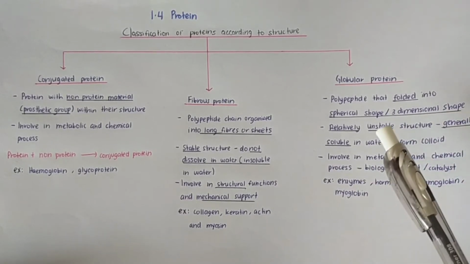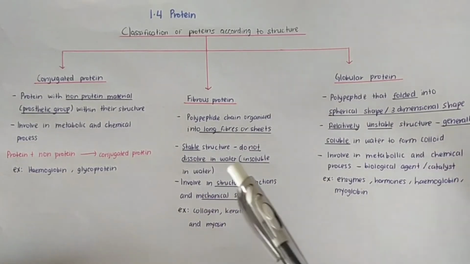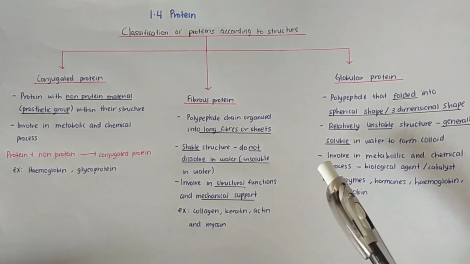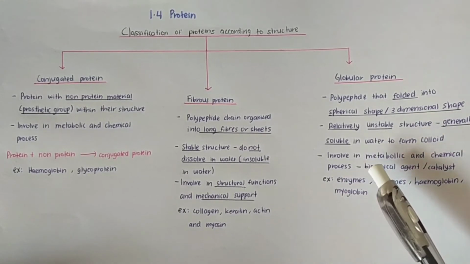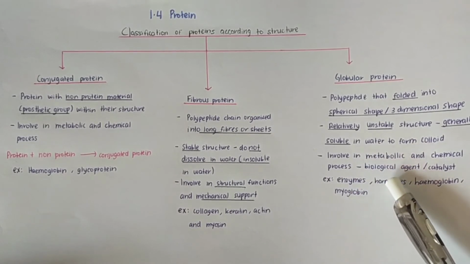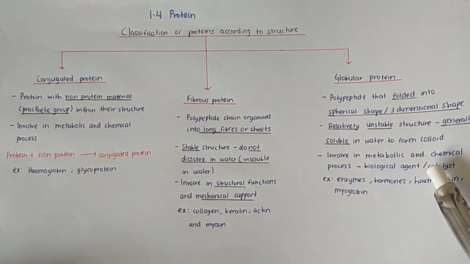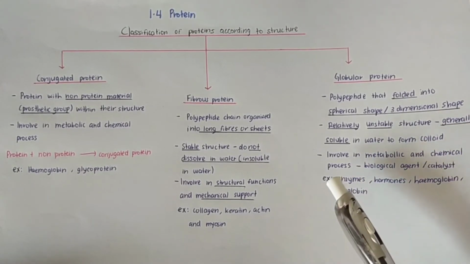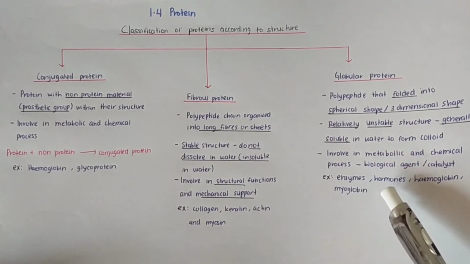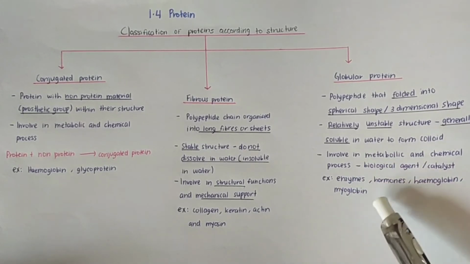If we compare between globular and fibrous protein, the structure of fibrous protein is stable, while globular protein is relatively unstable. And globular protein is involved in metabolic and also chemical processes. For example, it will act as a biological agent or catalyst. Dia akan bersifat sebagai pemangkin lah. Sebab apa? If we look here, one of the examples of globular protein is enzyme. Besides that, the examples of globular protein are hormones, hemoglobin, and also myoglobin.